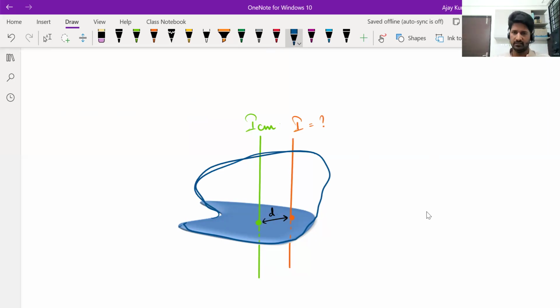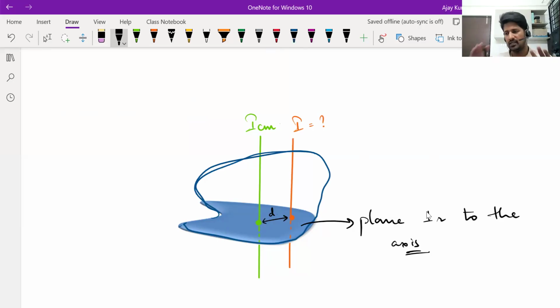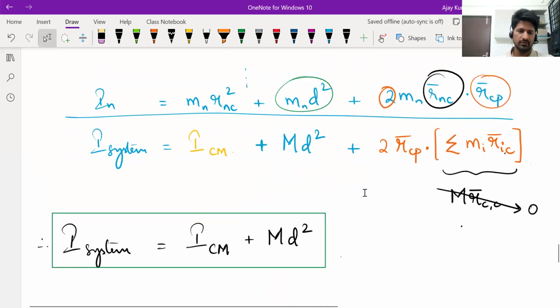For the sake of proving the theorem, imagine the system was compressed parallel to the green axis. Now, if you compress it parallel to the green axis, then you get a plane perpendicular to the green axis. So this flat surface is a plane which is perpendicular to the axis. That doesn't mean parallel axis theorem is valid only to flat surfaces. It is valid for any object. Just to prove it, you can compress it into a flat object and prove. Now, let's make use of this.